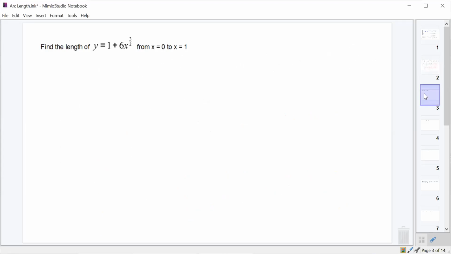All right, so we should see that this is not too bad. Let's set up an integral to find the length of y equals 1 plus 6x to the 3/2 from 0 to 1. So what do we get?